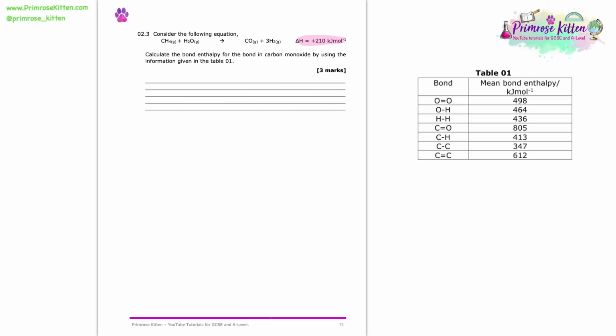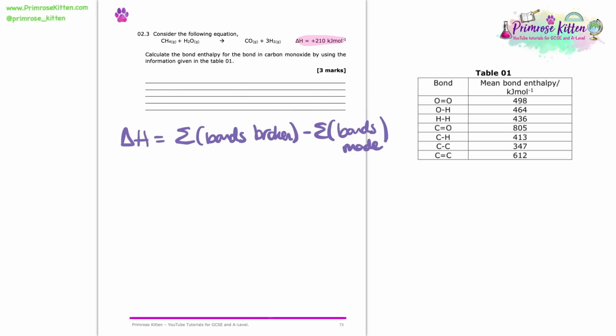So in order to do this, we still need to use the exact same equation. The enthalpy change is equal to the sum of the bonds broken minus the sum of the bonds made. That is still the exact same equation that we're going to use. So we have a problem here, I suppose, in that we don't know the bond enthalpy of the carbon monoxide, but that's fine, that's what we need to find.